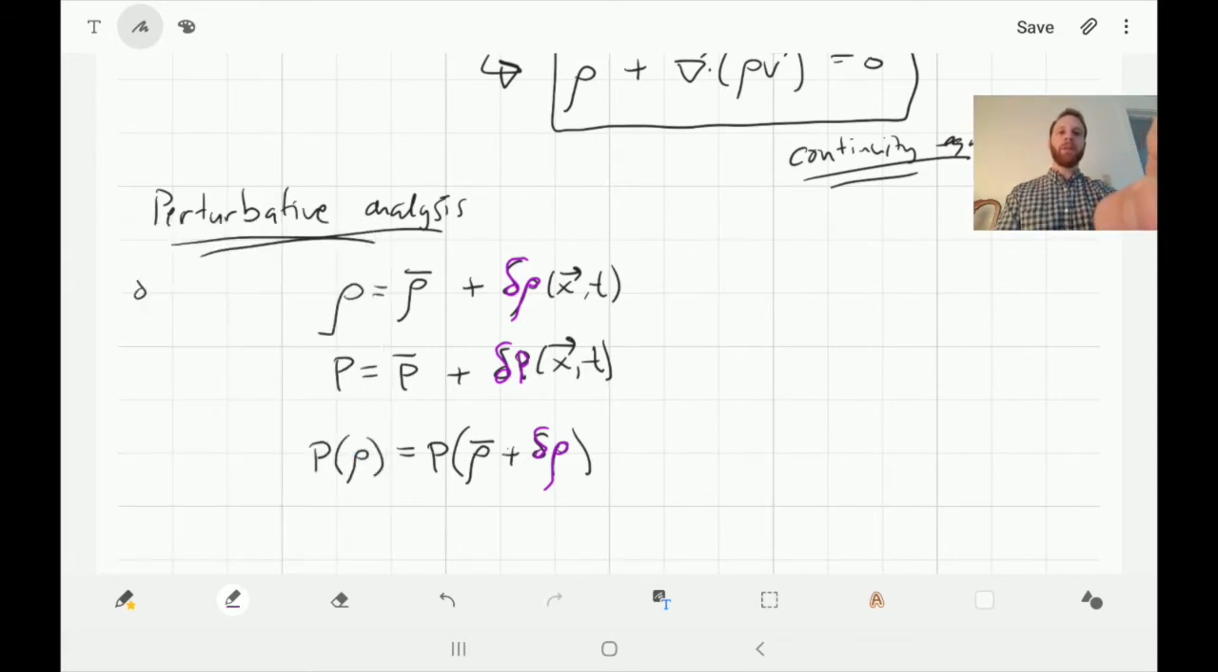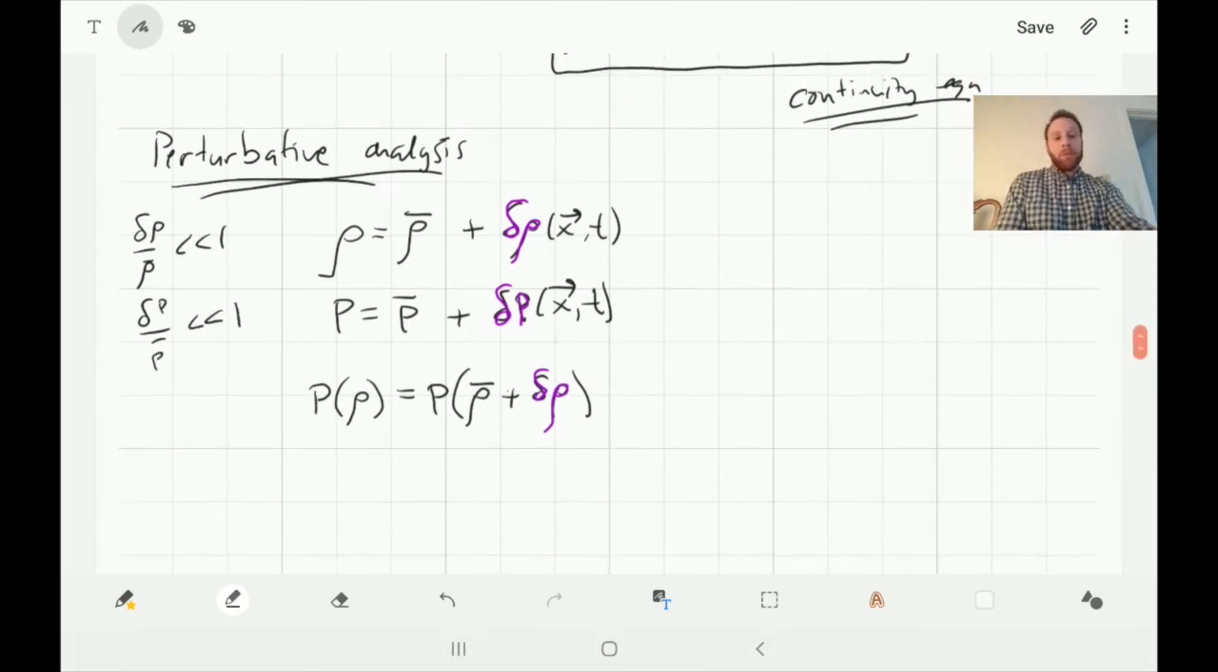And by that, what I mean is that delta rho over rho bar is small. Delta p over p bar, these are supposed to be P's. I know that it's annoying that rhos and P's look so similar. They are small. Okay, so what that means is we can do a Taylor expansion of this pressure expression. And so this is approximately the pressure evaluated at the average density plus the derivative of the pressure with respect to the density evaluated at the average density, and then multiplied by the little change in density.